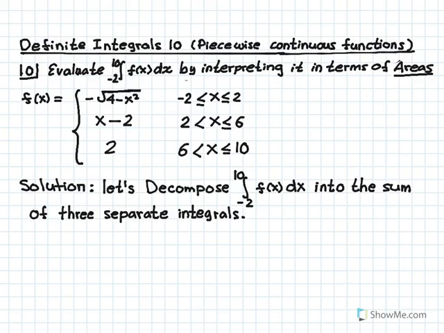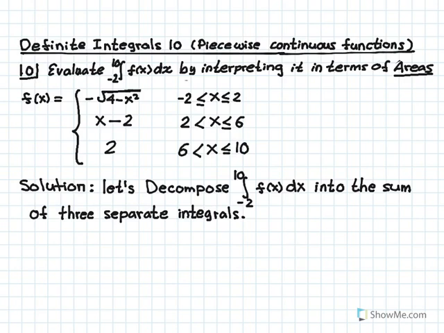In this video, we're going to find the definite integral of a piecewise continuous function. The question here is to evaluate the integral from minus 2 to 10 of f of x dx by interpreting it in terms of areas. The function f of x is given by minus root of 4 minus x squared, that is a semicircle below the x-axis, for x ranging from minus 2 to 2, and x minus 2 for x between 2 and 6, and y is equal to 2 for x between 6 and 10.